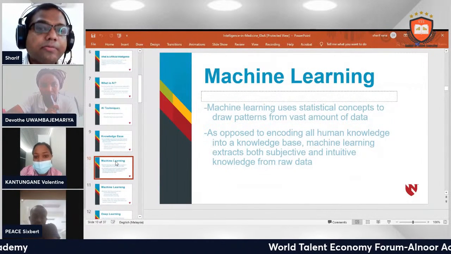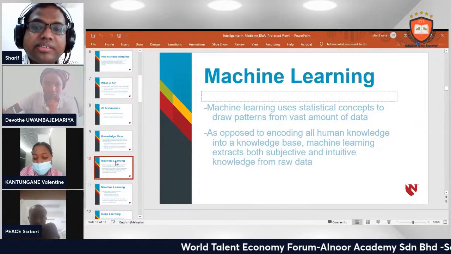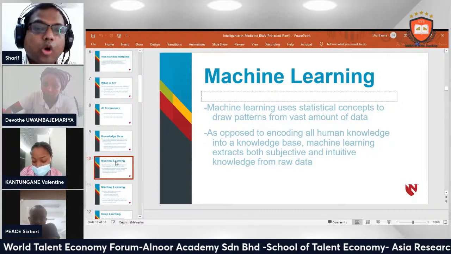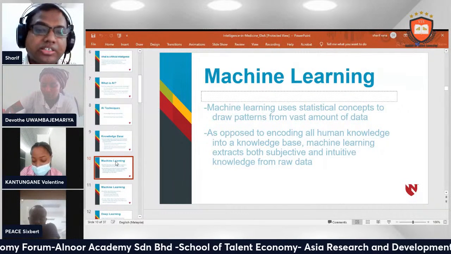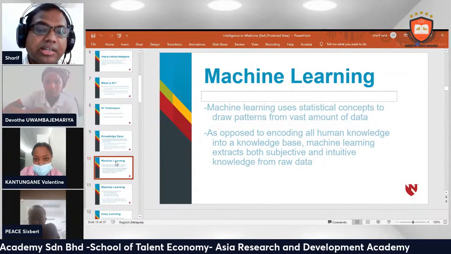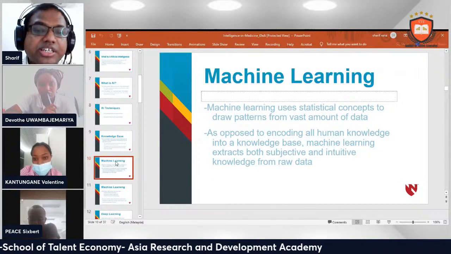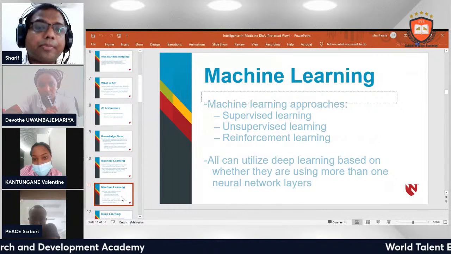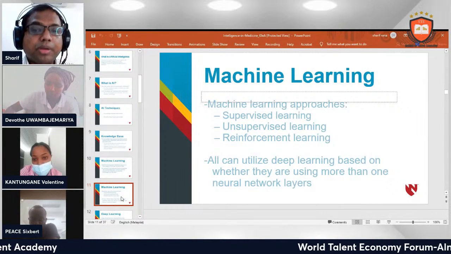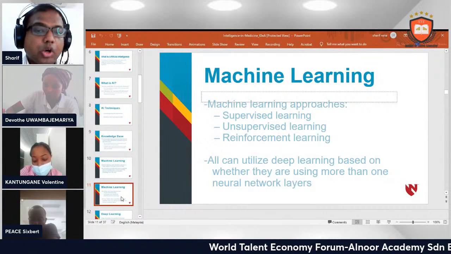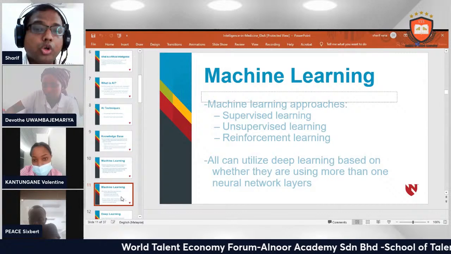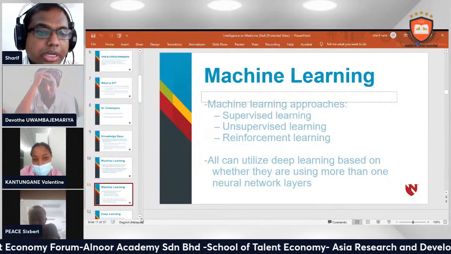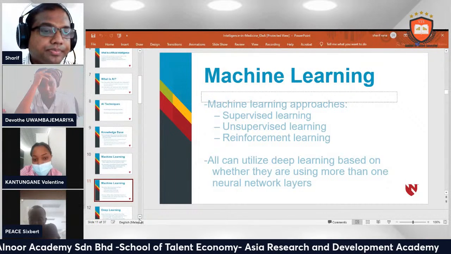So what is machine learning? Machine learning uses statistical concepts to draw patterns from vast amounts of data, as opposed to encoding all human knowledge into a knowledge base. Machine learning extracts both subjective and intuitive knowledge from raw data. Machine learning approaches, supervised learning, unsupervised learning, and reinforcement learning, can all utilize deep learning, based on whether they are using more than one neural network layer.